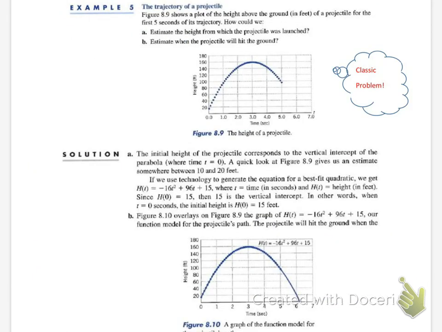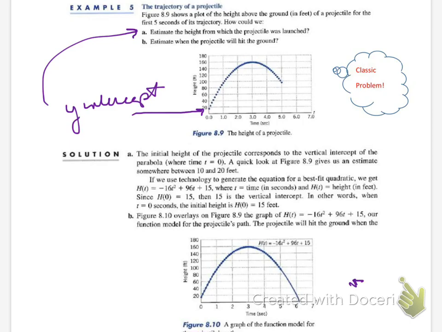Okay, so this is another classic problem where you have a trajectory of a parabola and they ask you questions about it. So here they want us to estimate the height from which the projectile was launched and estimate when the projectile hits the ground. So the height from which it's launched is where the time is 0, and that is the y-intercept. So that's interesting. So this question A is asking us about the y-intercept. What is question B asking us? Well, where it hits the ground.